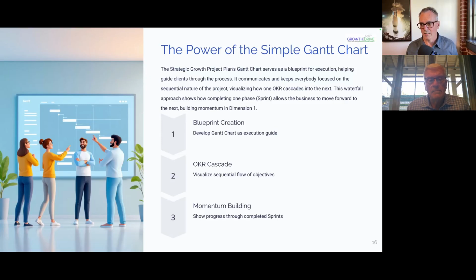You can do it in Monday or Asana. You can do it in 90.io. The simple Gantt chart is very powerful. There's a reason it's so widely used, right? So use a Gantt to develop a blueprint.